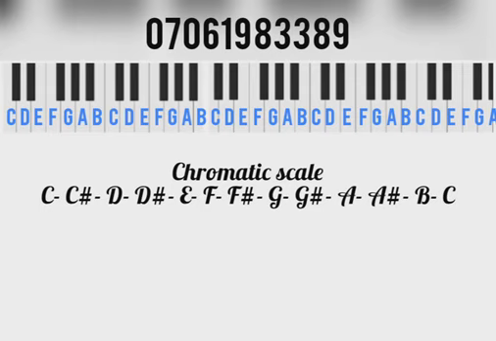It's the same thing as playing all the keys on the piano. So when you play all the keys on the piano without skipping any notes, it is called the chromatic scale. The chromatic scale can also be defined as half-step movement, or a semitone movement.